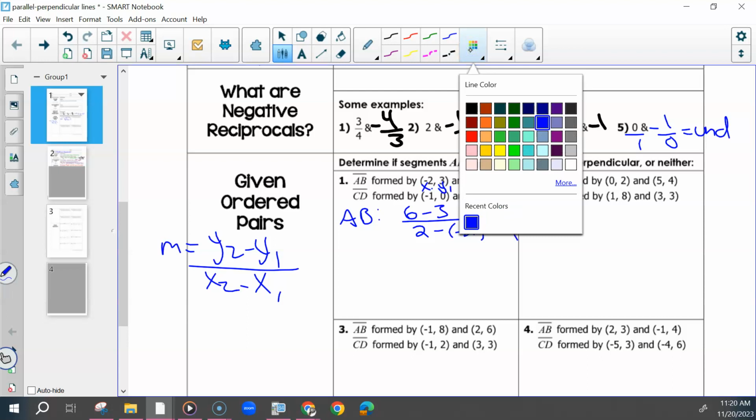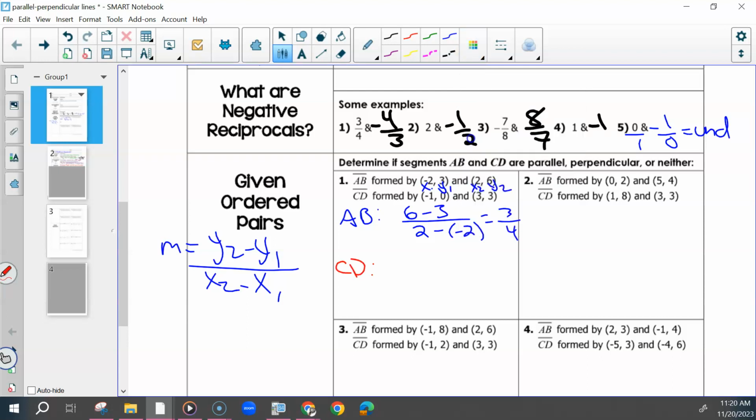And then we're going to do the same thing for CD. So this would be 3 minus 0 over 3 minus a negative 1. Also 3/4. So looking at our two slopes, are these parallel, perpendicular, or neither? Perpendicular. Parallel, because they're exactly the same. Remember, this is your symbol for parallel, so you can either write the symbol or write out the word parallel. I don't know how to spell parallel. Is it double L-E-L? I think it's right. It is double L-E-L.